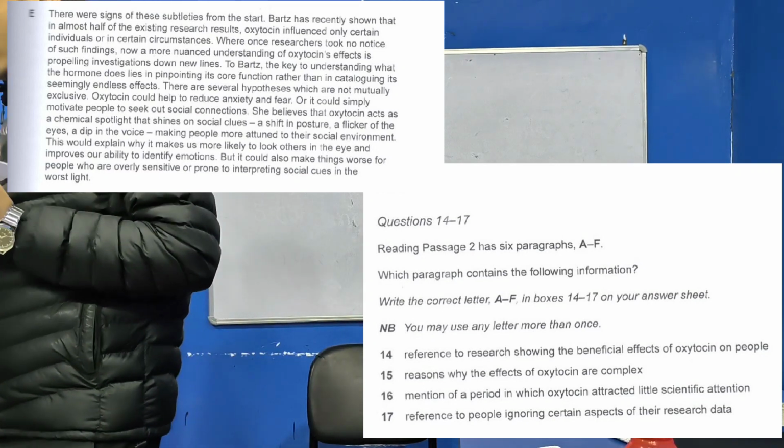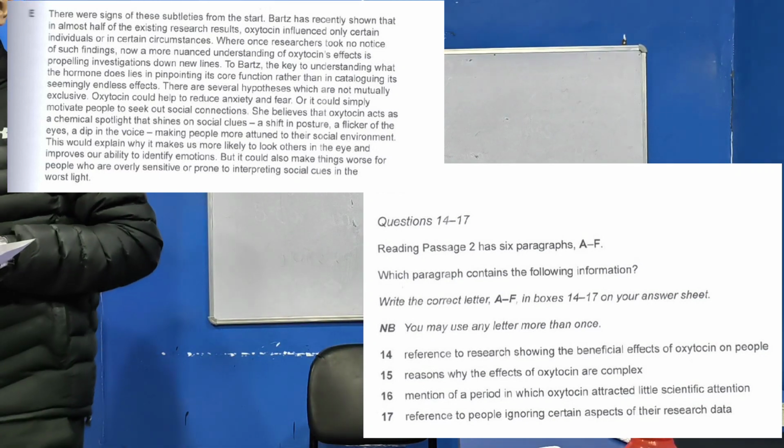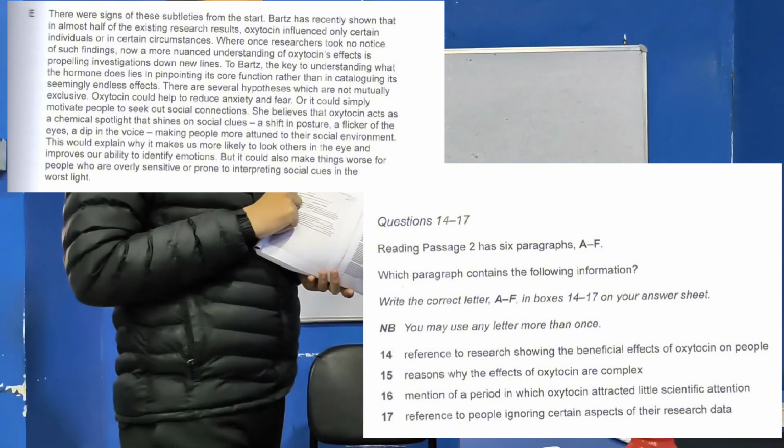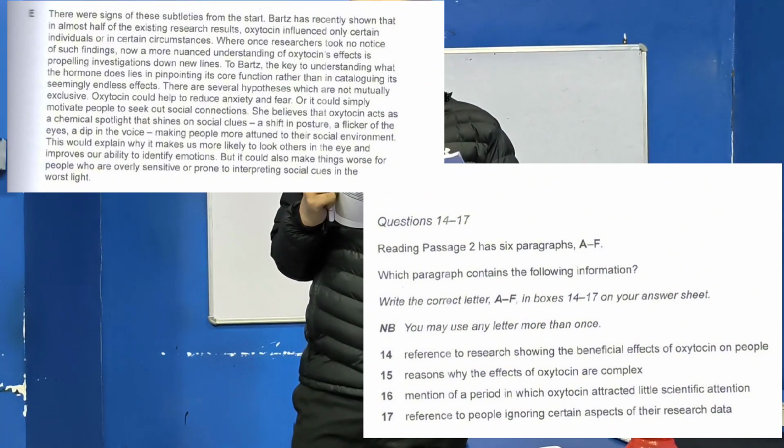Reference to people ignoring certain aspects of the research data. So they were ignoring whatever they found in the research. So 17 must be E. Now again, 15 can also be in E. So let's keep on reading the same paragraph.